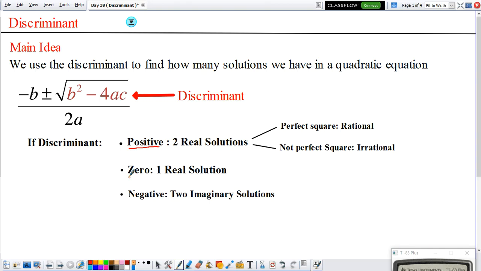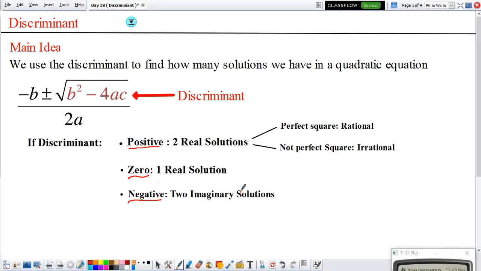The second scenario is that the discriminant can also be 0. And in that case, we're only going to have one real solution. And we can also see that the discriminant can also be negative. And when the discriminant is negative, then we're going to have two imaginary solutions.